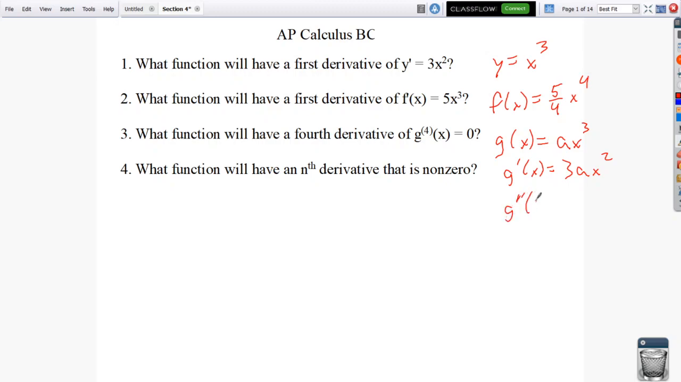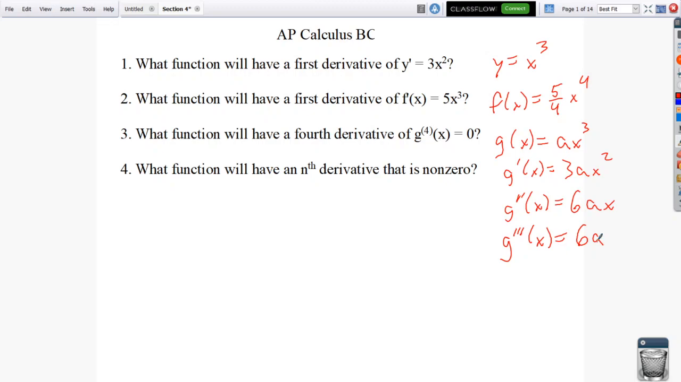The second derivative is going to give me 6ax. The third derivative is going to give me 6a. And then any derivative after that, because 6a is a constant, is going to give me 0. Derivative of 0 is always 0. As I told you last class, 0 is the first function that you learn that is its own derivative.